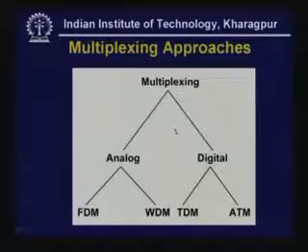Then coming to the digital one, time division multiplexing: we have discussed FDM and WDM, which use analog signaling as we have seen, and now we shall consider time division multiplexing and its two types, synchronous and asynchronous.